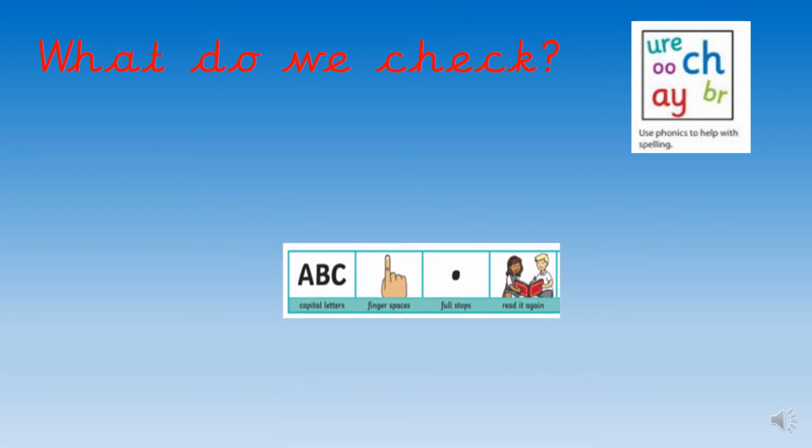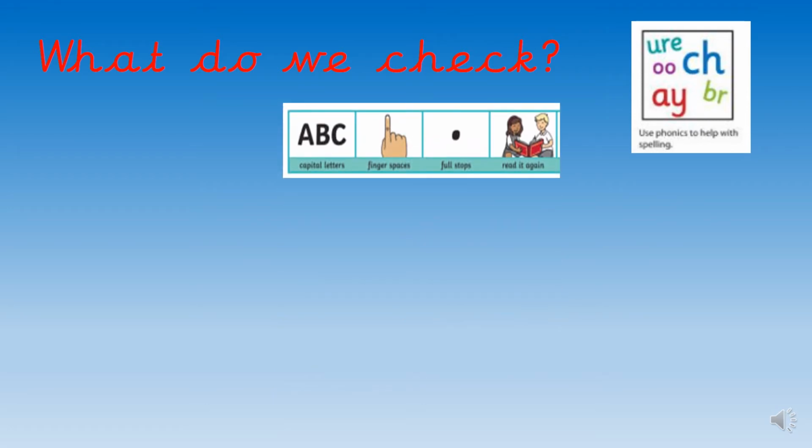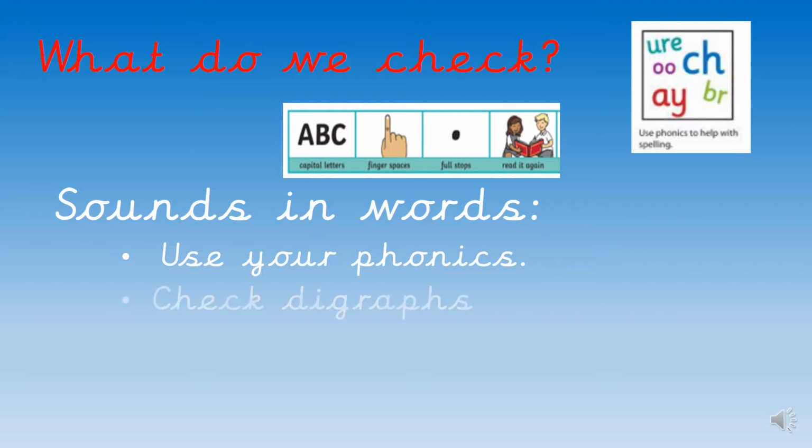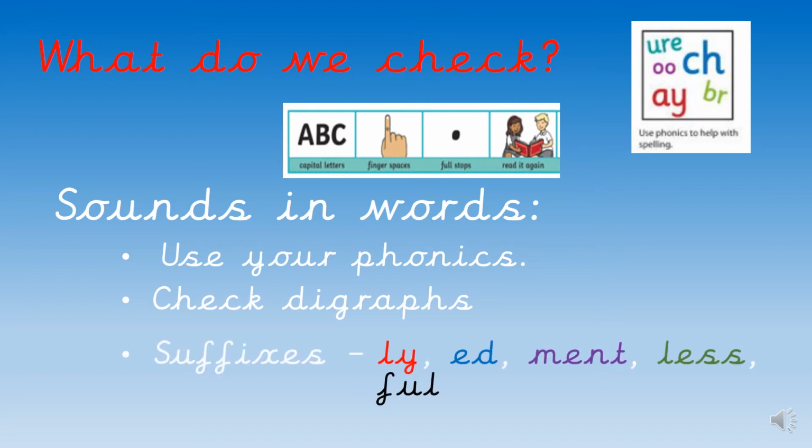The next thing we're going to be looking for is spelling and sounds in words. So we're trying to think about our digraphs here. So we're going to be making sure that we're reading through, scanning through our work to check that we've used the right sounds in the right places. So we're looking for digraphs, and we also are looking for suffixes, so the endings of words, like ly, ed, for those words that are in the past tense, ment, less, and full.